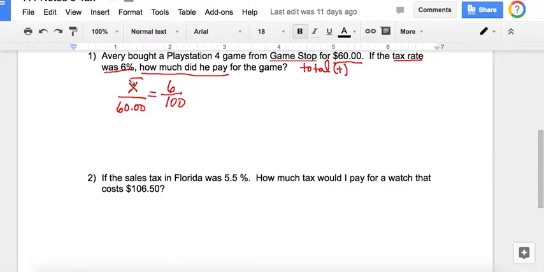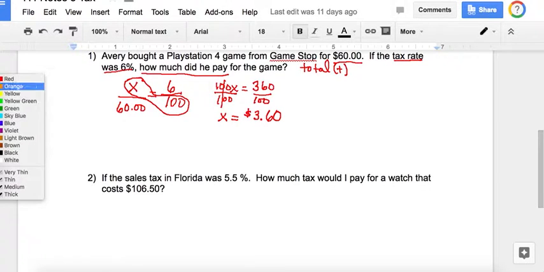Okay, now we are going to use the cross product. So 100 times x is 100x. And 6 times 60 is 360. We're going to divide both sides by 100. Okay, 100 divided by 100 is a 1 in disguise, and x will equal 3.6. Now, what's wrong with 3.6? Doesn't look like money. So how do I make it look like money? Add a 0.